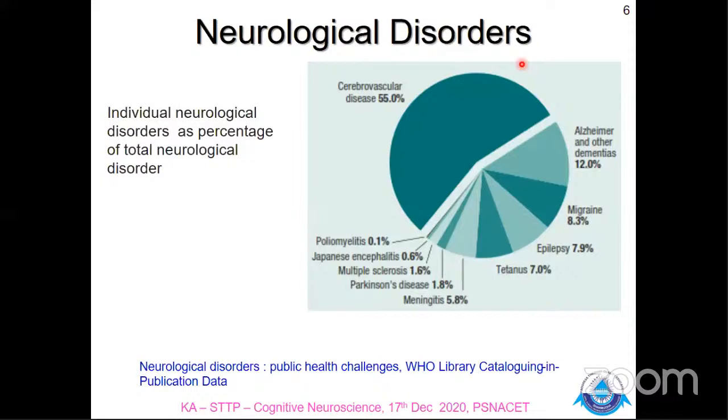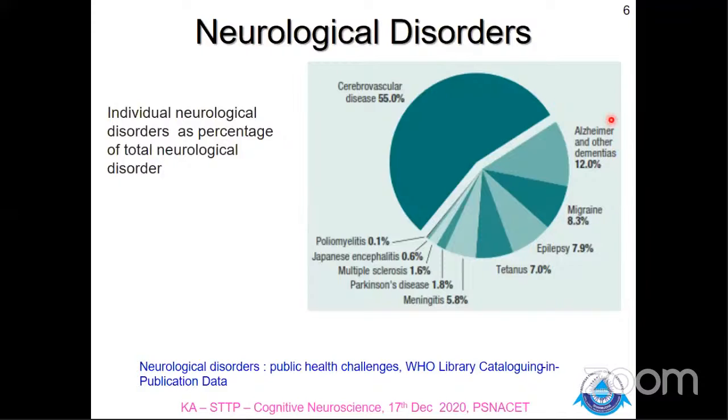The very dominant one is cerebrovascular disease, which is anything clotting the blood in the brain. Whenever blood clotting happens, it can cause stroke, and that plays a crucial role in the severity of stroke. Cerebrovascular diseases account for 55% of neurological disorders. The remaining 12% is Alzheimer's and other dementia.